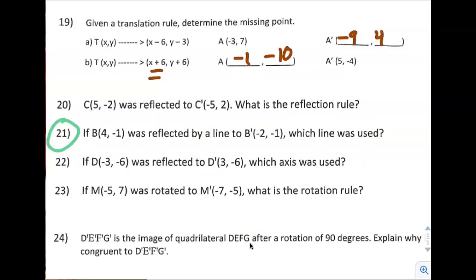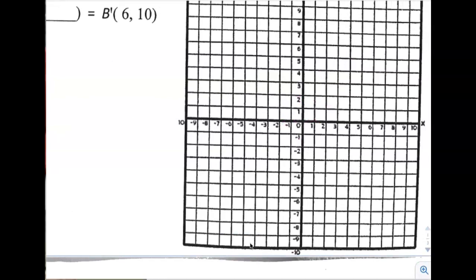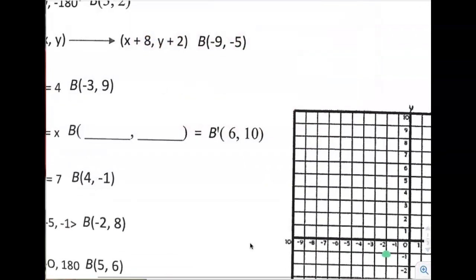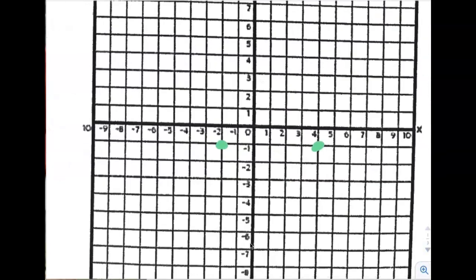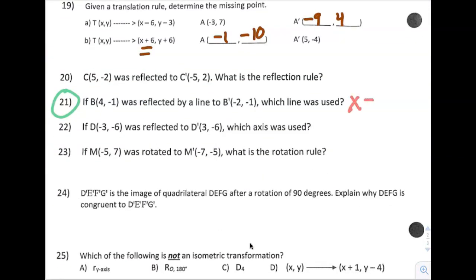In number 21, you have the points (4, -1) and (-2, -1). I'm going to go up here and plot (4, -1) and (-2, -1). And you'll see that the line of reflection had to be right in the middle, 3 from each side, which is the line that cuts through the x-axis at 1.